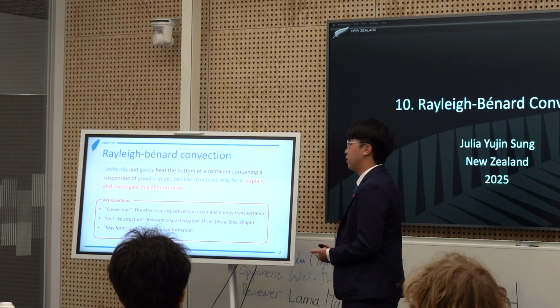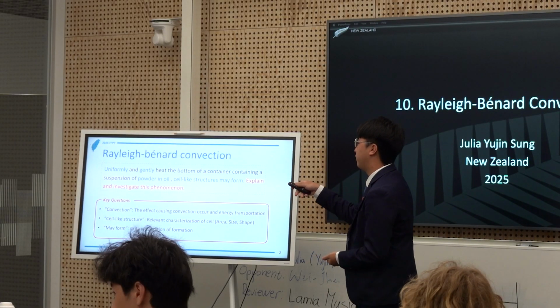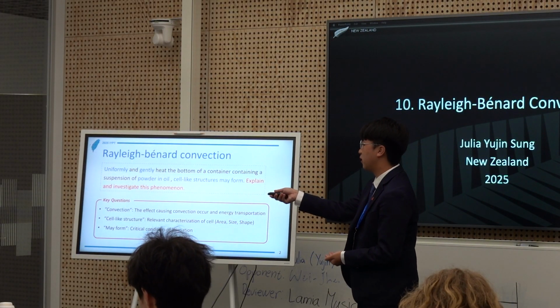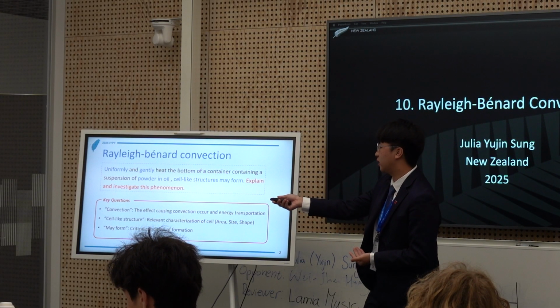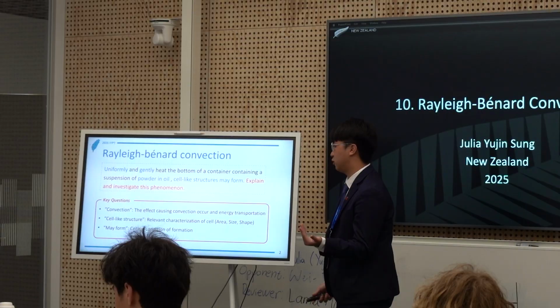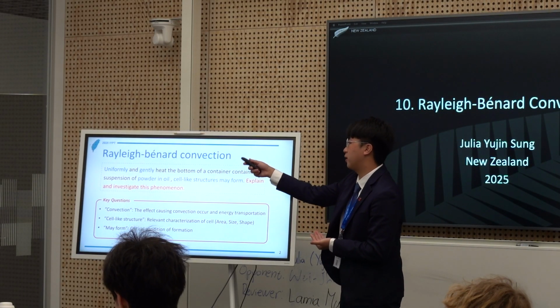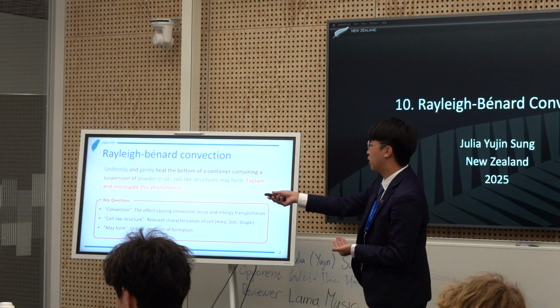Here is the problem statement. Uniformly and gently heat the bottom of a container containing a suspension of powder in oil. Cell-like structures may form. Explain and investigate this phenomenon. So the reporter actually did a great job controlling the uniform and gentle heating. But here there is some convection.